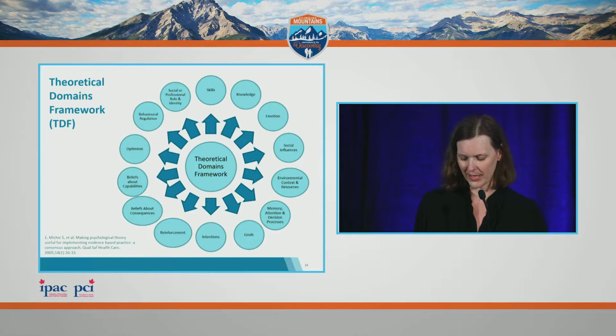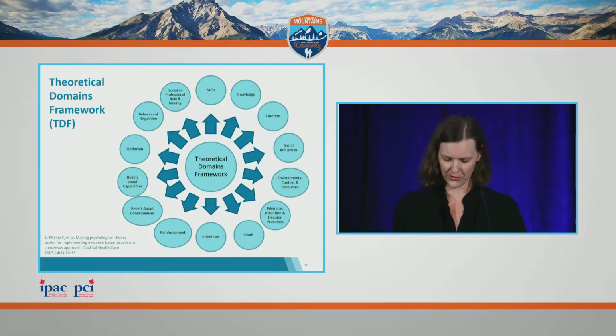So the Theoretical Domains Framework, or TDF for short, is a really commonly cited theoretical framework in implementation science literature. It's been used extensively to understand barriers to clinical practice change and to develop interventions to address these barriers. It's based on 33 behavior change theories that are embedded within this and grouped into 14 unique domains. And these domains can be used to classify the types of barriers and enablers that we're seeing that are relevant to this work.